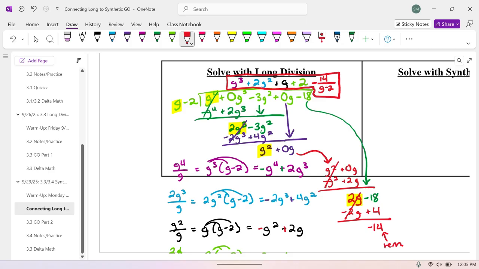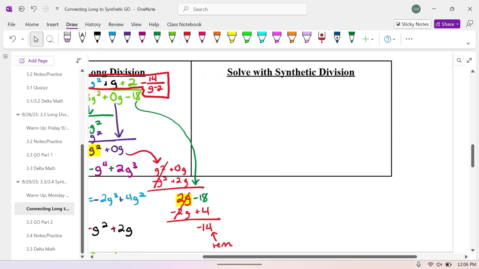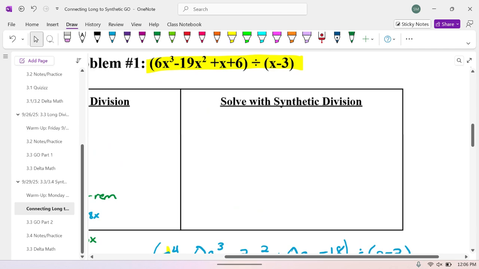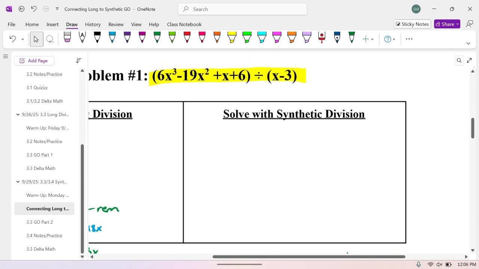I'm not going to have anyone walk me through it. I'm just going to show you the steps. Then I'm going to have you try it with the second problem. So let's go back up to the first problem that we just did. Problem 1, we're going to show it with synthetic division. With synthetic division, we set it up using the coefficients and the root. So x minus 3.